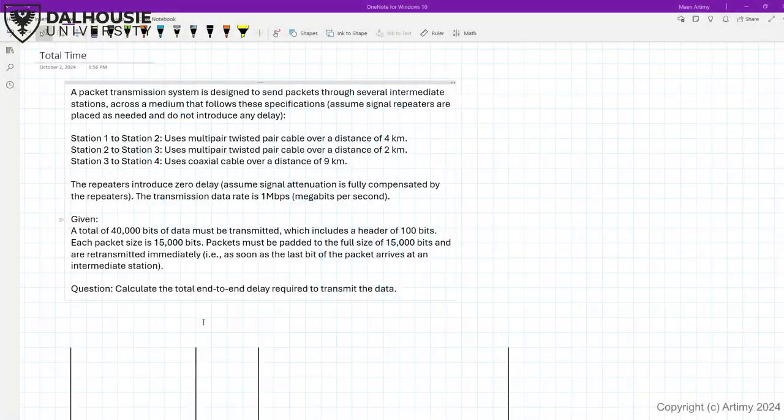I already wrote the question here. The question says a packet transmission system is designed to send packets through several intermediate stations across a medium that follows these specifications. And we will assume that the signal repeaters are placed as needed and do not introduce any delay. Right. So station 1 to station 2, these are two stations.